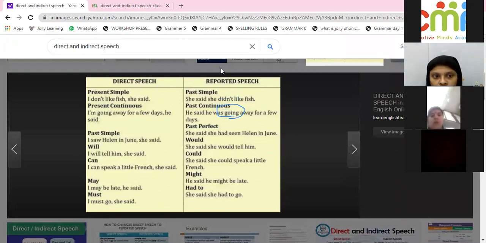Okay, now who will read? Ma'am, I will read. Okay, Deepa and Alka. Deepa, you read direct and Alka will read indirect. Okay. Direct speech, present simple: I don't like fish, she said. Past simple: she said she didn't like fish. Present continuous: I am going away for a few days, he said. Past continuous: he said he was going away for a few days.